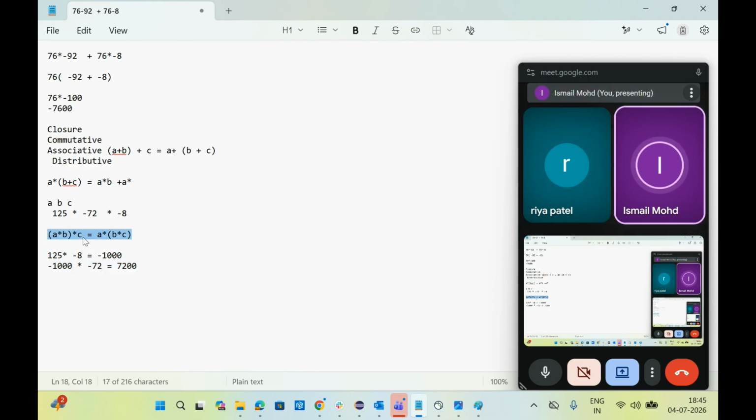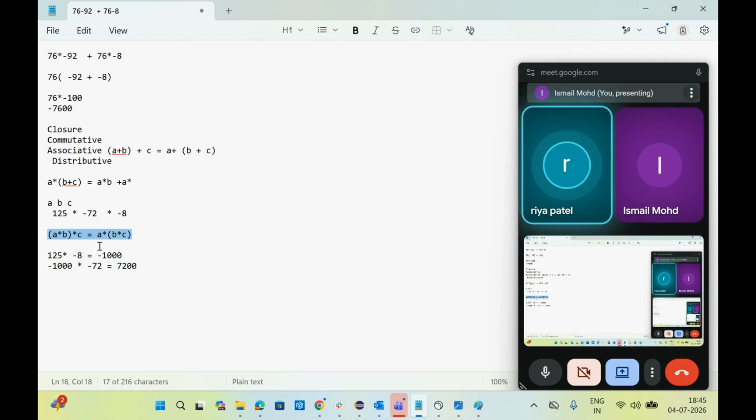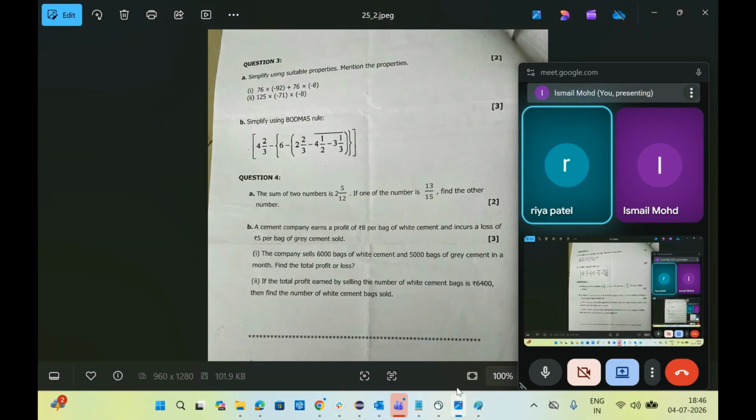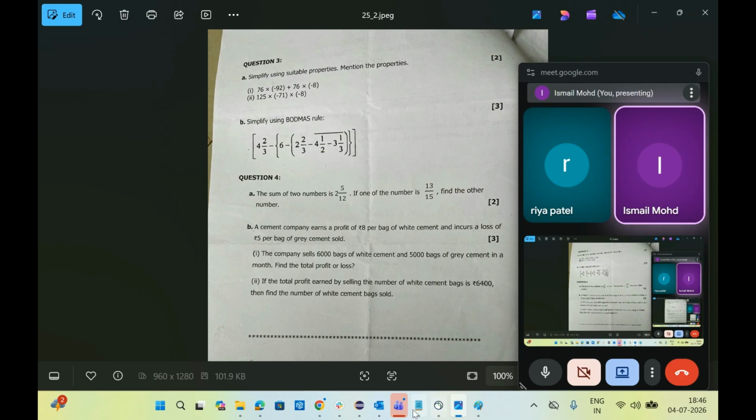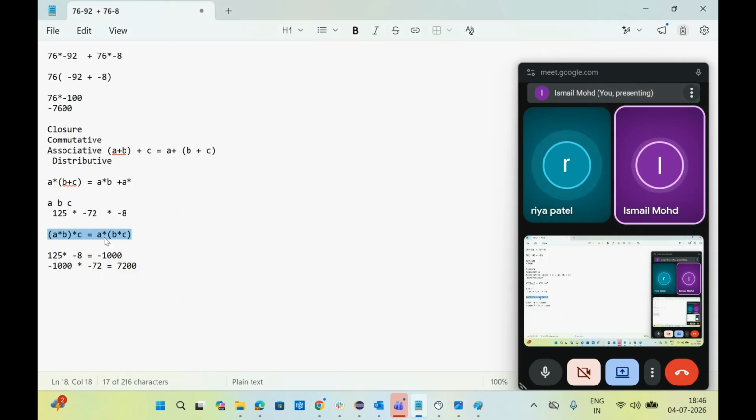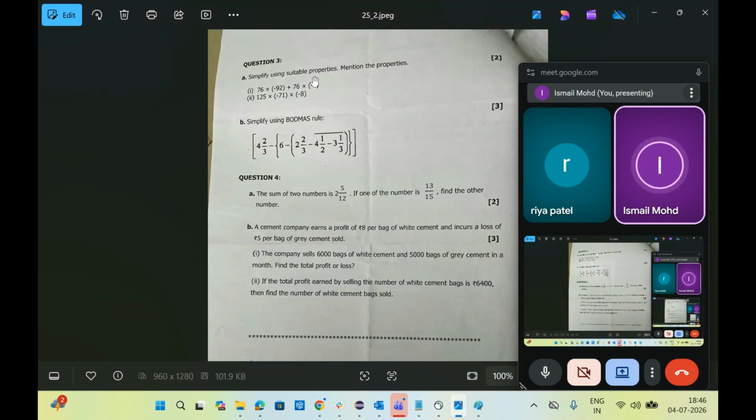Which property is it? It is the associative property. Just now I told you, this is associative. You have to be very clear with the properties, then only you will be able to solve this one.